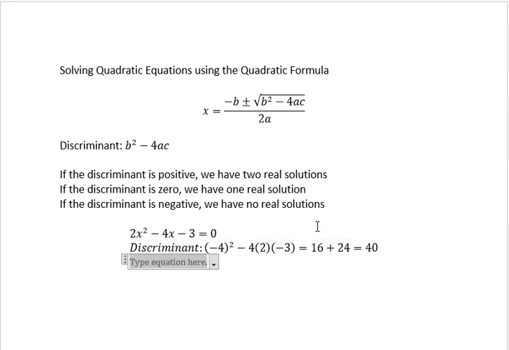Alright, let's go ahead and start plugging this in. X equals negative 4. Again, please be very careful of your signs. Plus or minus the square root of 40, my discriminant that I already found up above, all over 2 times 2. There we go. Let's make this look a little bit prettier. Minus a negative 4 gives us positive 4, plus or minus the square root of 40, all over 4. Now that looks like a nice pretty answer.